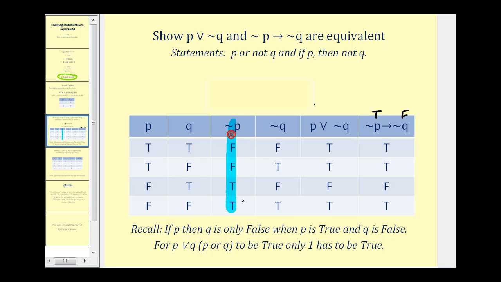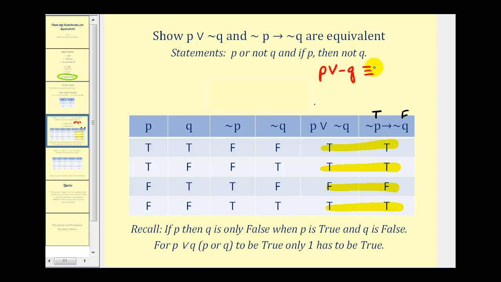So here's not P and here's not Q. And again, we're looking for true, false. And here it is. Notice that when not P is true and not Q is false, this conditional is false, and everywhere else it's true. And now we've shown these two statements are equivalent because notice how they match up perfectly. True, true, false, true. So we can say that P or not Q is equivalent to if not P, then not Q. Let's take a look at one more.